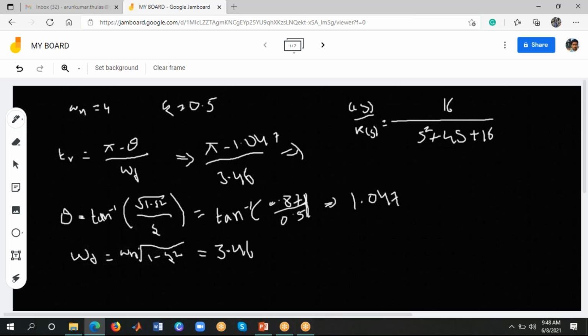Pi minus 1.047 divided by 3.46. So you will get 0.61. So this is the rise time value, 0.61 seconds. Okay? So students, the remaining ones, you find and send to me. It is going to be time over, so I am going to end this class now. Thank you. Find the remaining 4 parameters and send them to me.